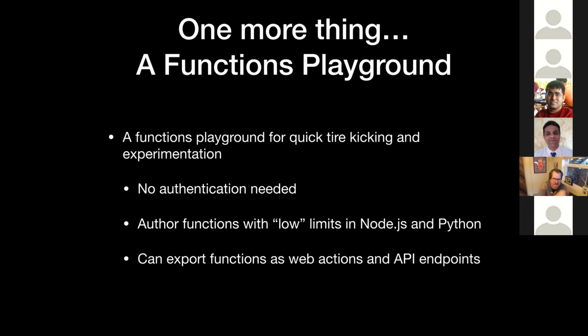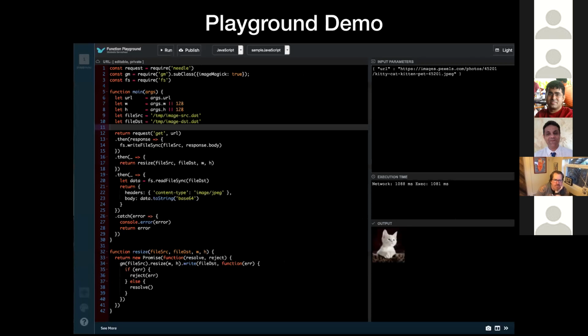So the playground, as you saw when I just went to the Workbench, you need an authentication key to use OpenWhisk. And so we thought in terms of the onboarding experience, it'd be nice to just use it, maybe tire kick, or actually do some development without an authentication key. So we added this playground that allows you to do that. It has low limits on the functions. It currently supports Node.js and Python, but it's intriguing in that you can actually write a function and expose it as an API endpoint. You don't need to create an account or talk to an administrator to get a key, et cetera. So this is a screenshot of it.